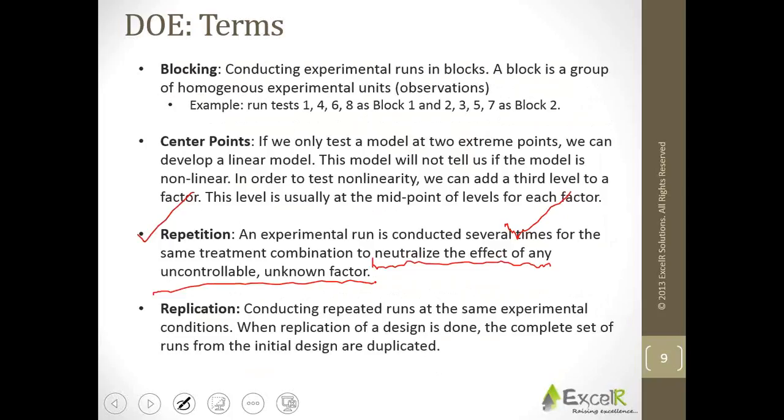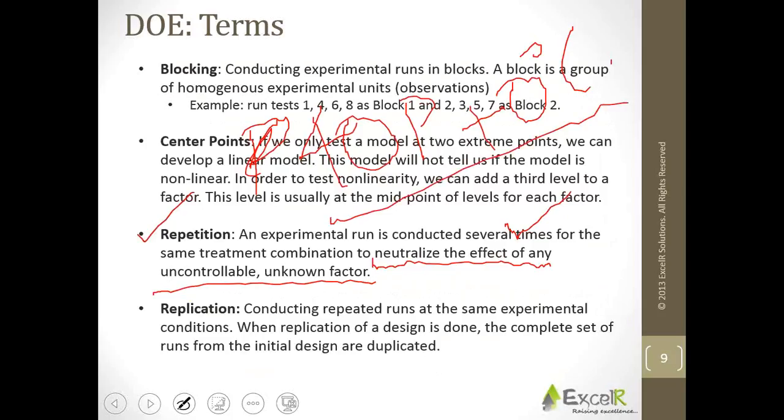For example, if I'm going to run multiple experiments, not just a single run for 40 people with 0 degrees centigrade. If I run it once, fine. But if I run it multiple times, what happens is, if there is any issue with some other unknown factor which you're not considering, that will be eliminated or neutralized.